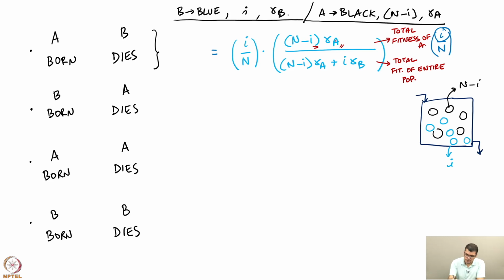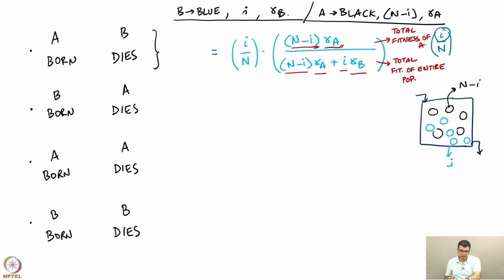So, this is again the chance that an A individual divides next is simply equal to total fitness of A individuals divided by total fitness of the entire population. This is just number of A type individuals times fitness of A individuals, and in the denominator is number of A type individuals times the fitness of A individuals plus number of B individuals times the fitness of B individuals.